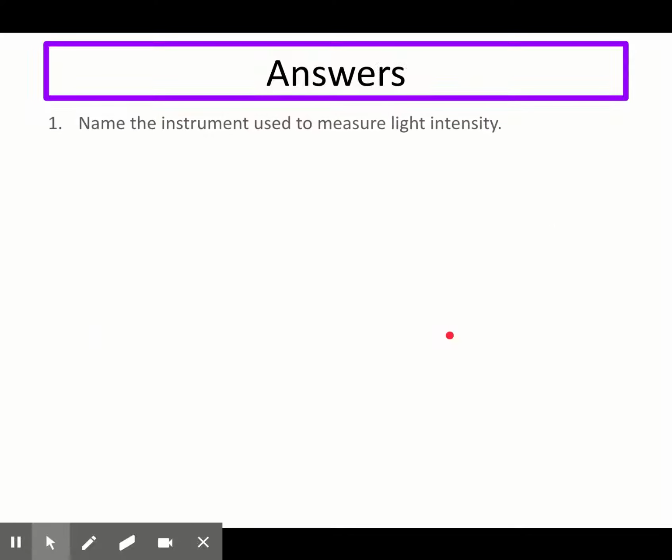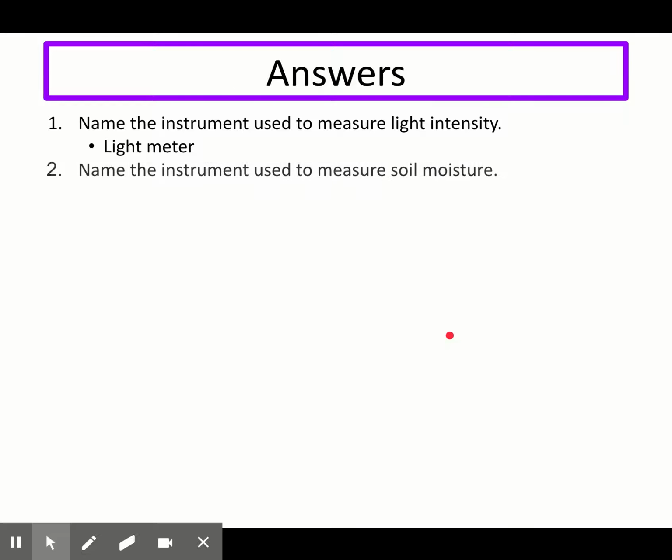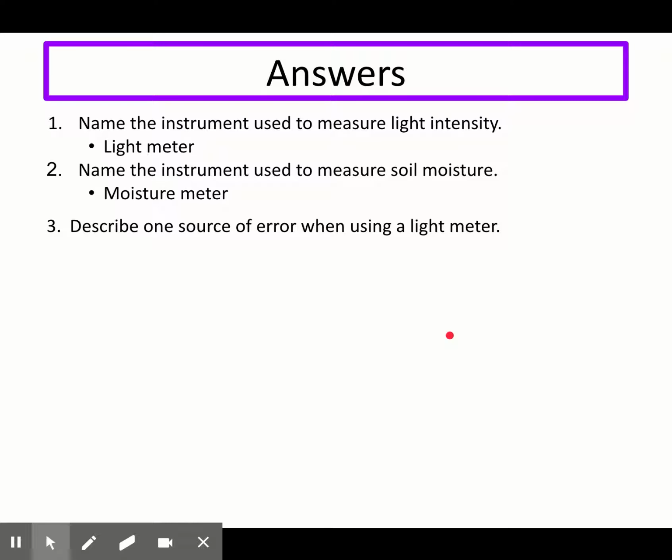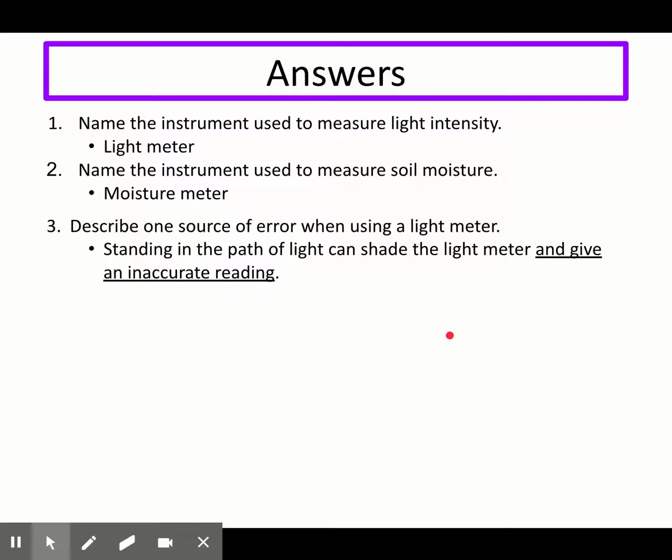Okay, question number 1 asks you to name the instrument used to measure light intensity. That's a light meter. Number 2 asks to name the instrument used to measure soil moisture, and that's a moisture meter. Number 3 asks you to describe one source of error when using a light meter. That would be standing in the path of the light, which can shade the meter and can give an inaccurate reading. So remember to try and put that inaccurate reading bit in there.